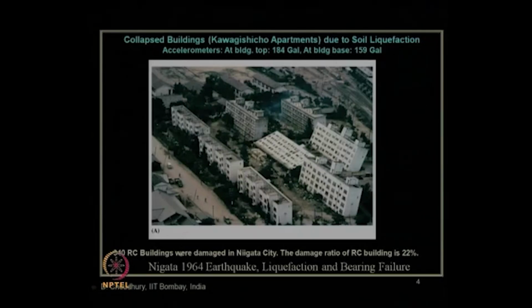You can see this is a picture after the failure due to the Niigata 1964 earthquake in Japan, liquefaction and bearing failure. Some of the houses in this row are standing as they are after the earthquake, but the same type of house in the near vicinity got collapsed like this or tilted like this. Why? Because based on the local soil profile, there can be a possibility of soil getting liquefied at certain pockets.